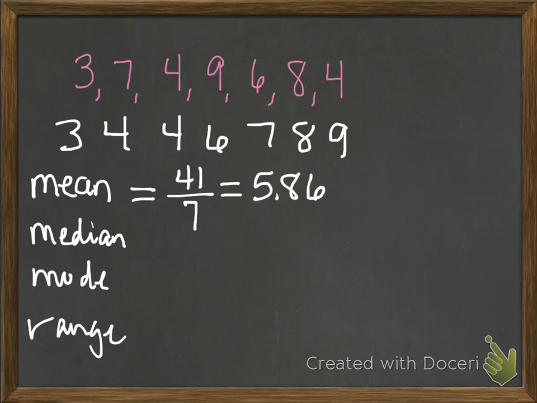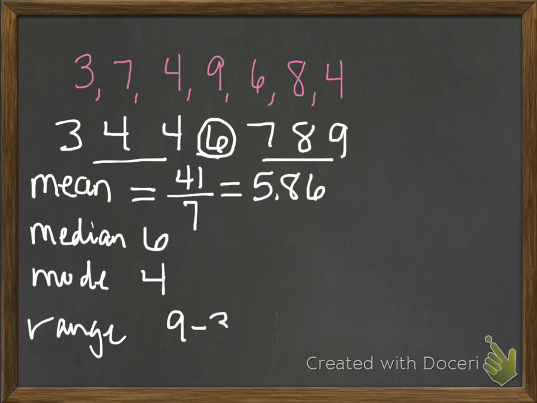My median is my middle number. We have 7 pieces of data, so I have a middle number. The middle number is the one that's in the very center. So there's 3 numbers to the left and 3 numbers to the right. So my median is 6. My mode is the number that occurs more than any other number, and that would be 4. And my range is going to be my highest, which is 9, minus my lowest, which is 3, so my range is 6.